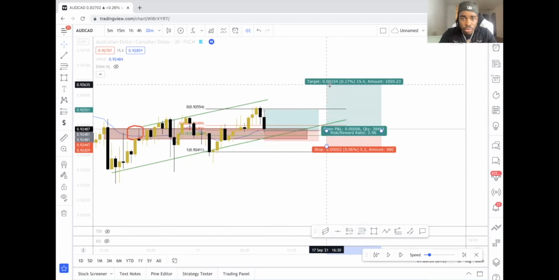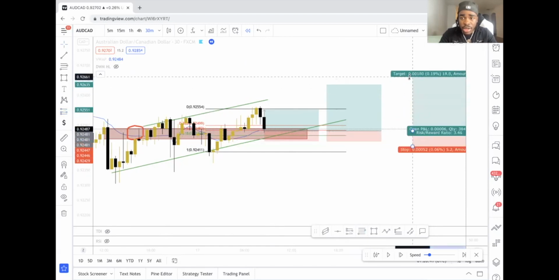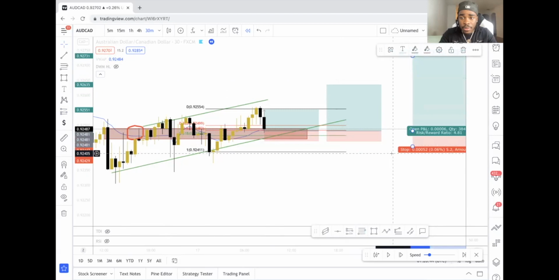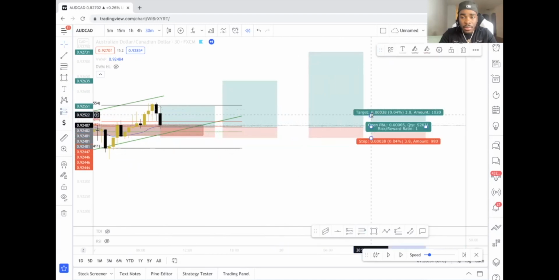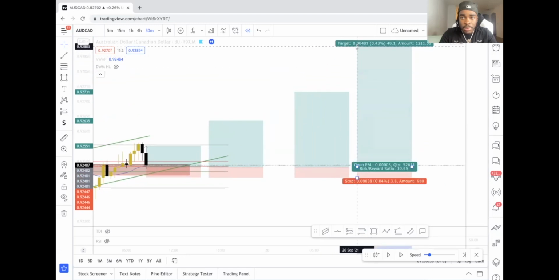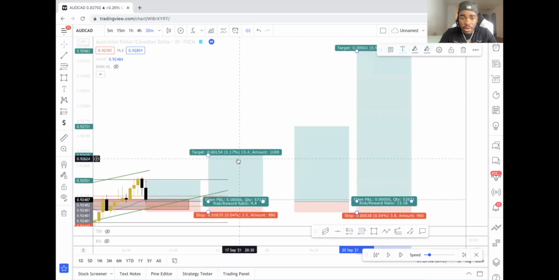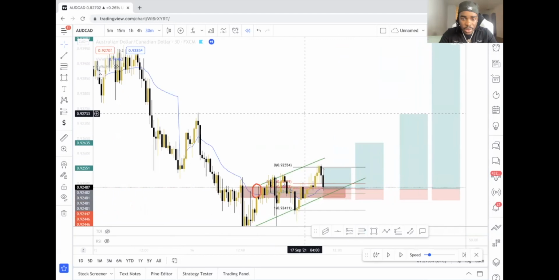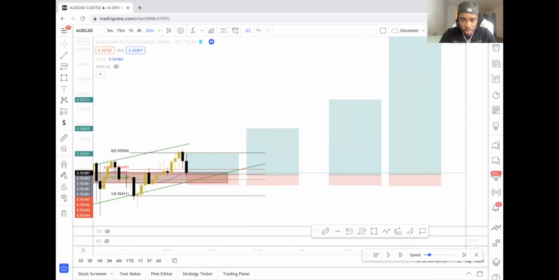I'm gonna do TP2 right there, 15. I'm gonna do TP3, 25. And then I'm gonna do TP4, big old 50. Let's see what happens. Let's see if we get our stop loss hit, what happens.